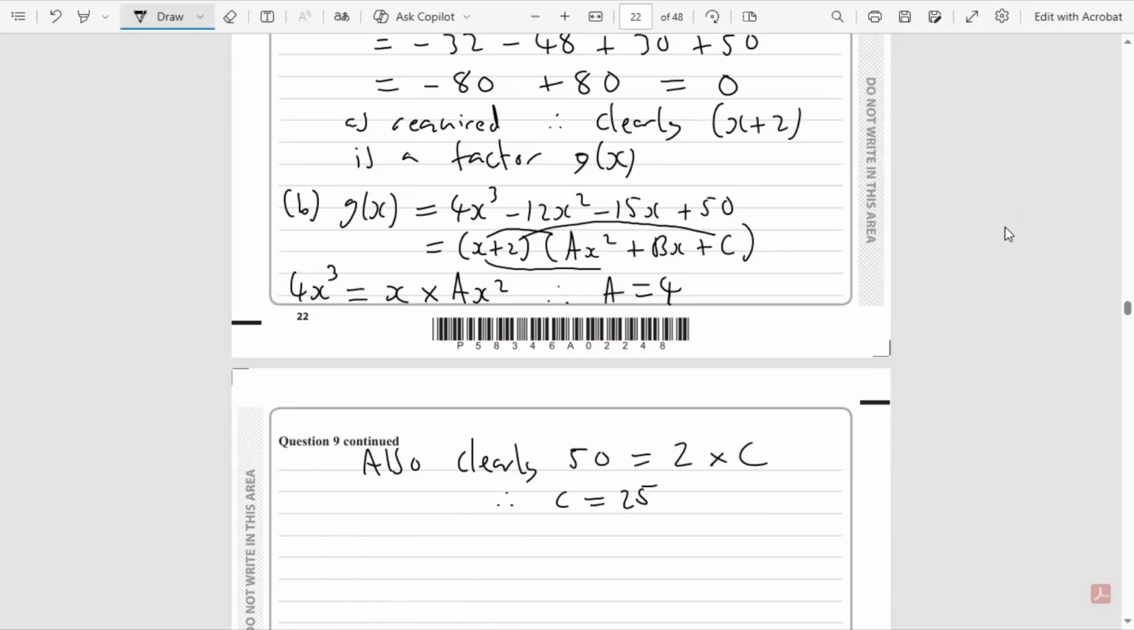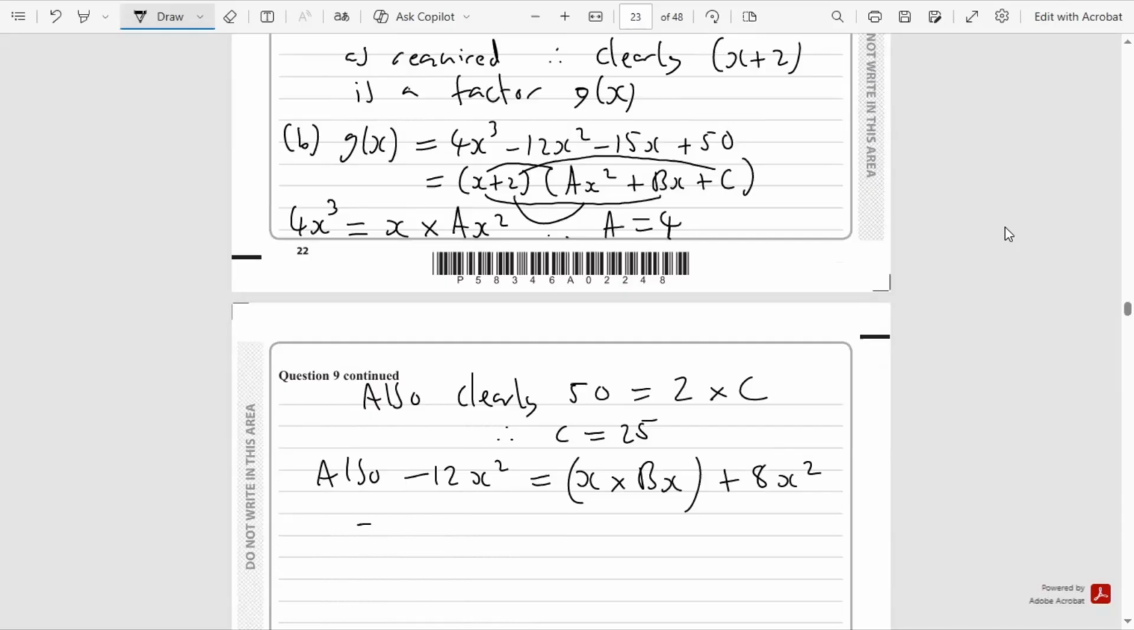So if you multiply the x by the bx there, then that's going to give you an x squared term, so bx squared. So we can say also minus 12x squared must be equal to x multiplied by bx, and then also 2 multiplied by ax, but we know that a is 4. So 2 times 4x squared, that's going to be 8x squared, so plus 8x squared. We can remove the 8x squared to the left side, so this gives us a minus 20x squared there, and this is equal to bx squared. So hopefully it's obvious now, just cancelling out the x squareds there. B must be minus 20.